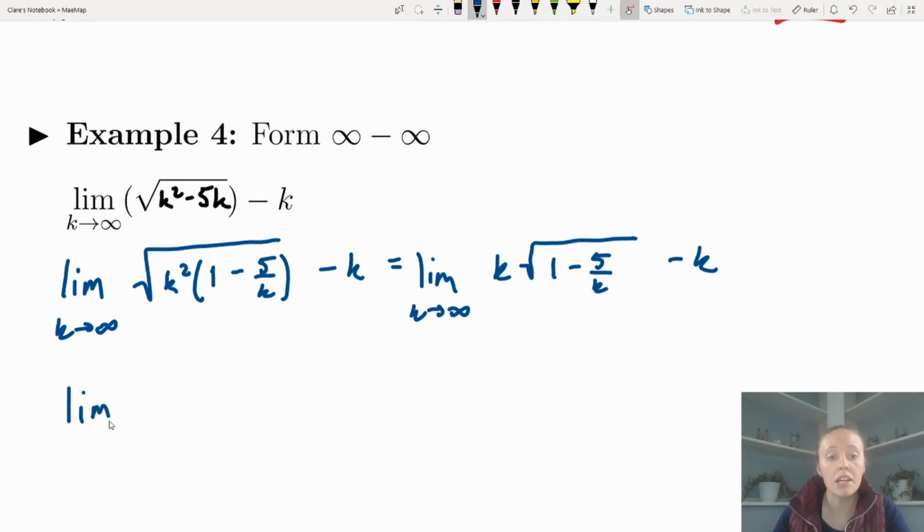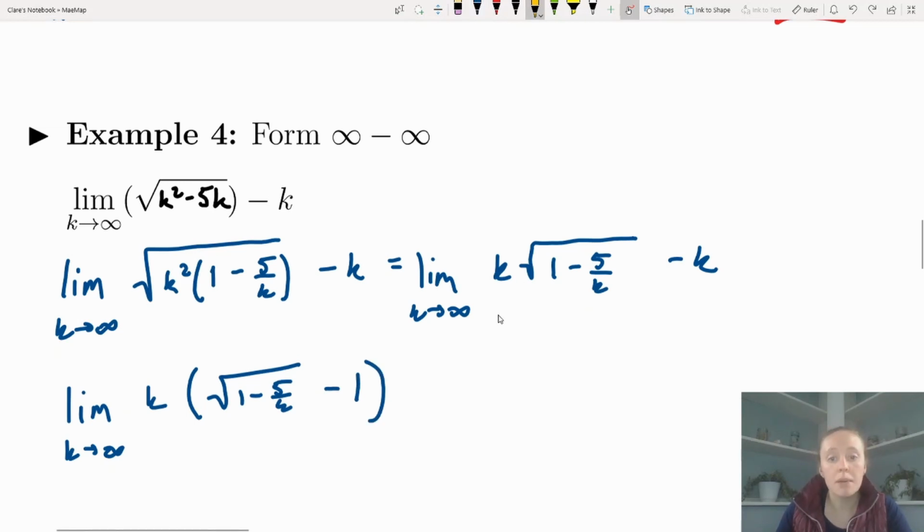So now I'm going to have the limit as k approaches infinity of k times the square root of 1 minus 5 over k minus 1. So you can see I pulled out k from this chunk and from this chunk to leave me with k times the square root of 1 minus 5 over k minus 1. So we're getting closer, because if you think about taking the limit now, I'm going to get infinity for k times, well, 5 over k goes to 0, so I'll get the square root of 1, which is 1, minus 1, which is 0. So we're getting closer to the form.